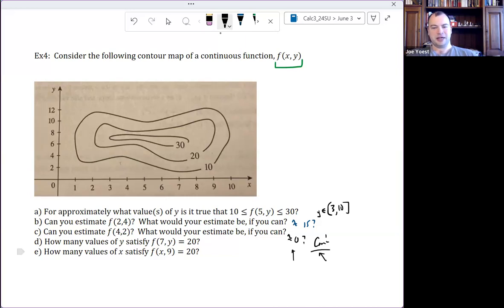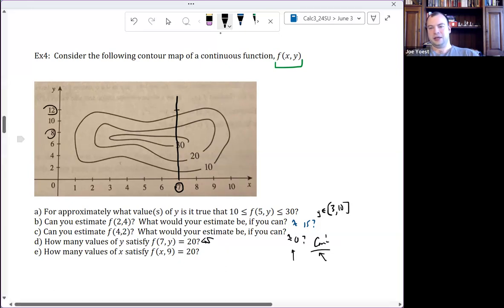Okay, so part D. How many values of y satisfy f of 7 comma y equals 20? So when x equals 7, how many values of y give an output of 20? Well, when x equals 7, I can think of this as a one variable function with the input of just y. What height are we at over here, indicating where are we at over here, and then what is the associated output? When is such an output equal to 20? Well, that seems to be just at this point and at this point.